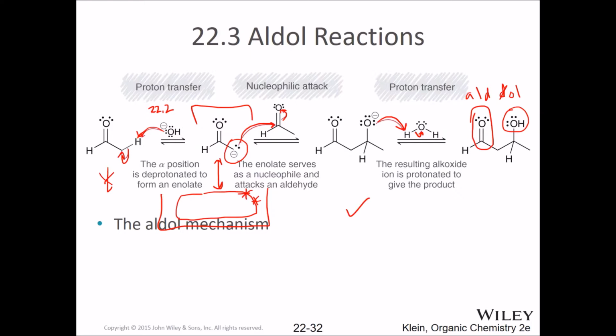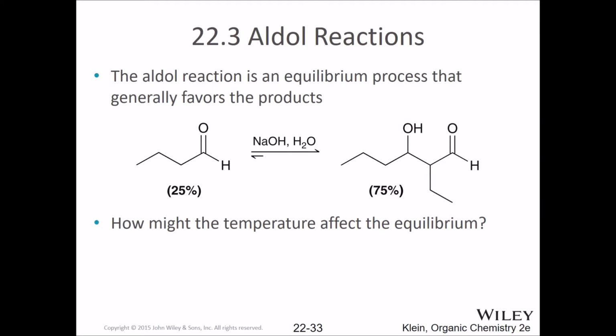Okay, let's move on. The Aldol reaction is an equilibrium process. It generally favors the products, okay? Not always. What does that mean? That means we can push it the other way. You've seen that before. We can push this the other way, and one way to do that is to fiddle with Le Chatelier's principle. How might temperature, good question, how might temperature affect the equilibrium?